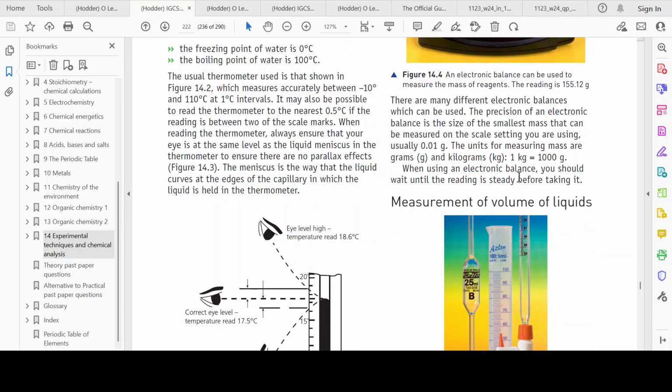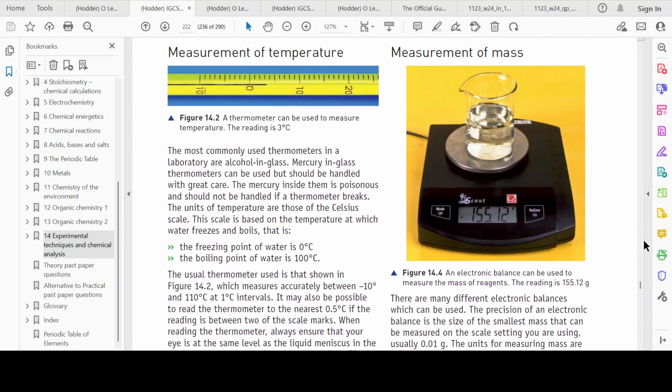When using an electronic balance, you should wait until the reading is steady before taking it. If it's properly placed, there is no airflow, and you've tared it properly, then when there's nothing on it and the surface is clean, you zero it, and then you put whatever you want to weigh. If it's in a container, like over here, in a beaker, you put the beaker on it, for example, and you want just the mass of the liquid in this case, so you tare it with the beaker on it.